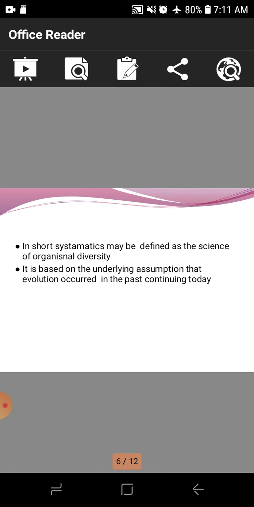In short, systematics may be defined as the science of organismal diversity. It is based on the underlying assumption that evolution occurred in the past and is continuing today.